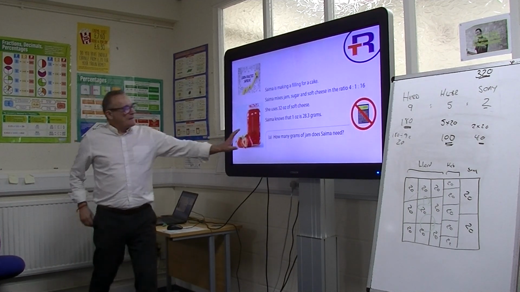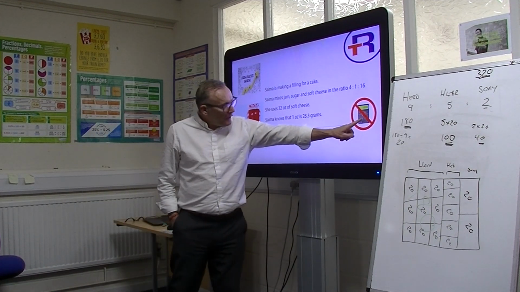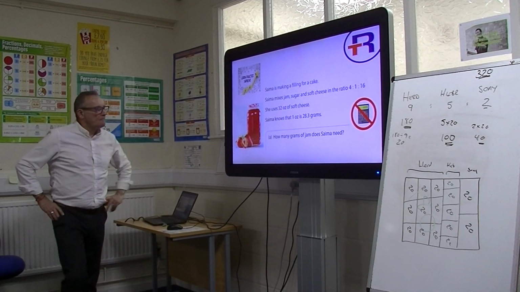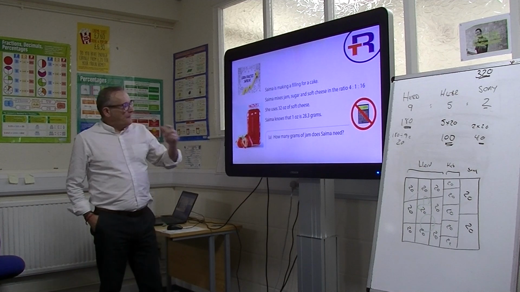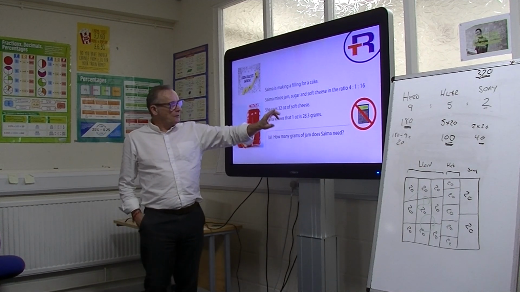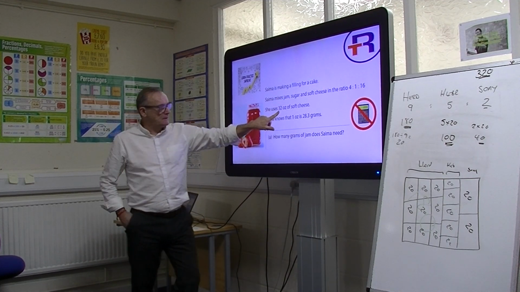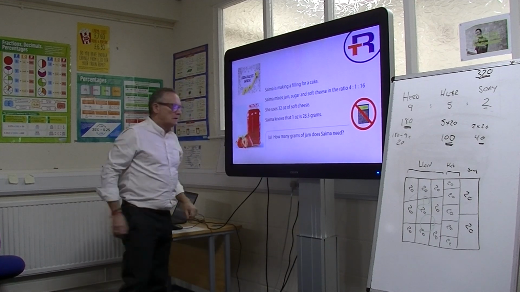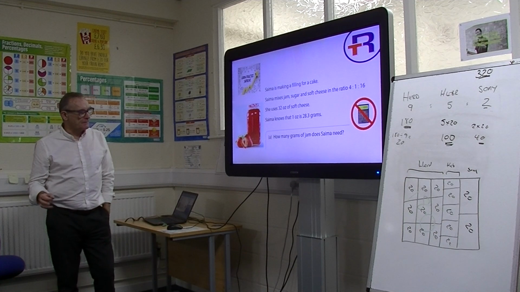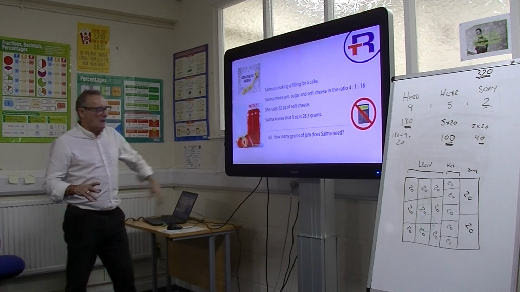This is another exam style question. Now it's a non-calculator question, this one. Okay? It's a non-calculator question. Saima is making filling for a cake. She mixes jam, sugar and soft cheese in the ratio 4:1:16, and she's using 32 ounces of soft cheese. She knows that 1 ounce is equal to 28.3 grams. So how many grams of jam does Saima need?